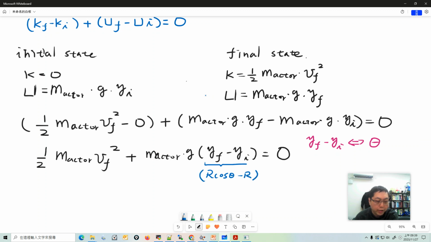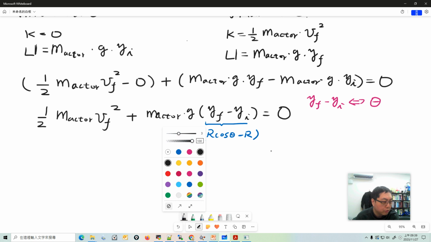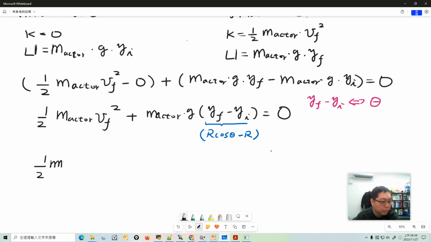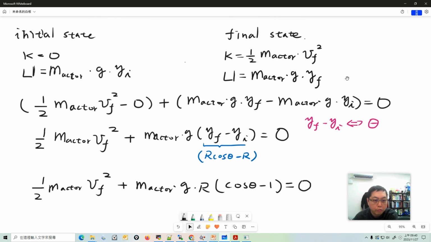So we can associate the y difference to theta. I think it's almost done. So we will finally reach this equation: 1 over 2 m actor vf square plus m actor times g times R cosine theta minus 1 equal to 0. This equation we got using the mechanical energy conservation.